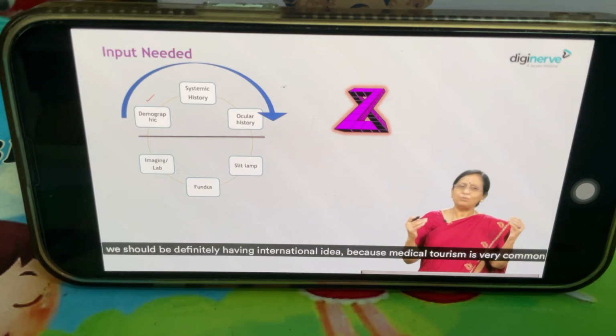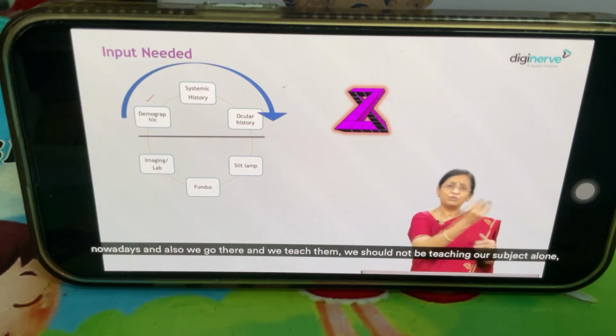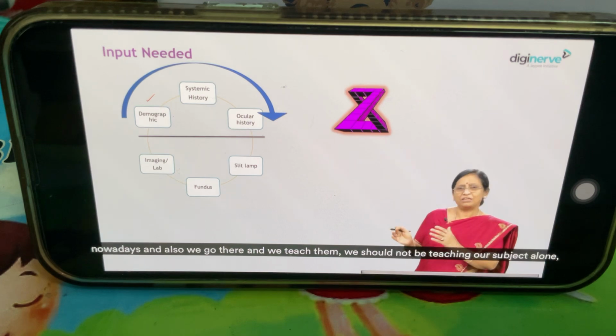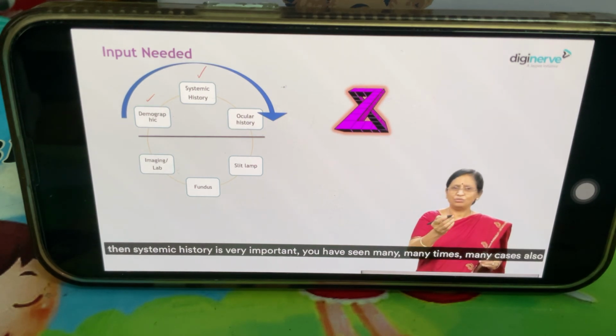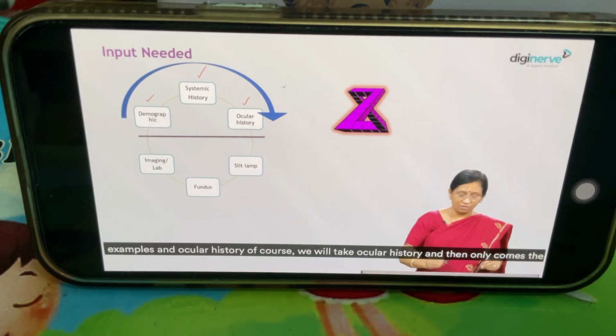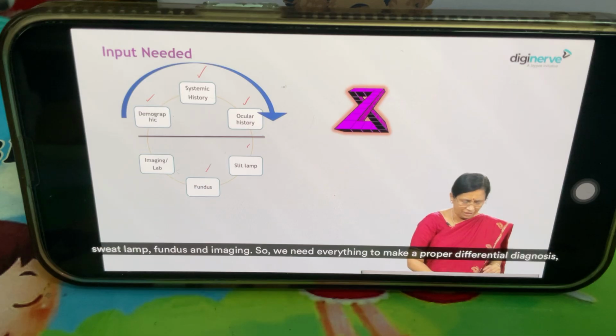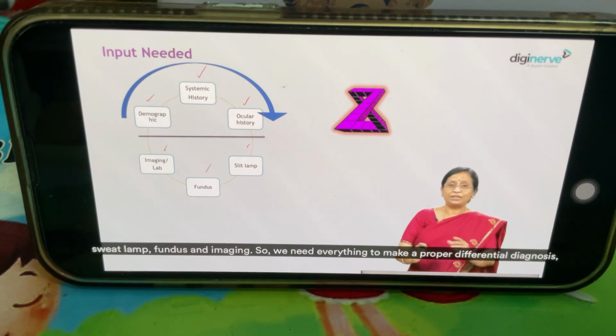And we should definitely have an international idea, because medical tourism is very common nowadays. And also we go there and we teach them. We should not be teaching our subject alone, which may not be useful to them at all. So demographic details are very important. Then systemic history is very important. You have seen many cases, many examples. And ocular history, of course, we will take. And then only comes the slit lamp, fundus, and imaging. So we need everything to make a proper differential diagnosis.